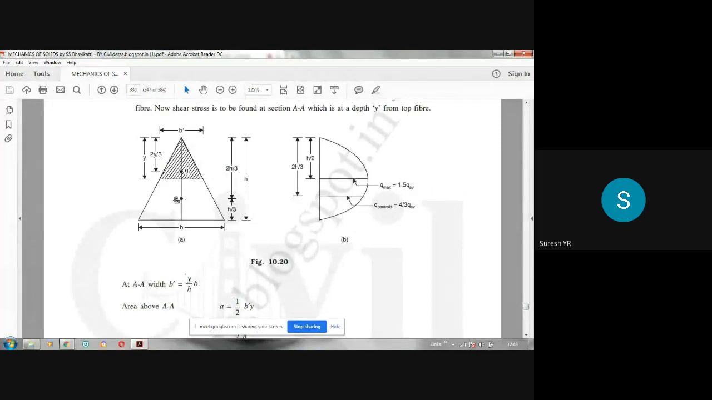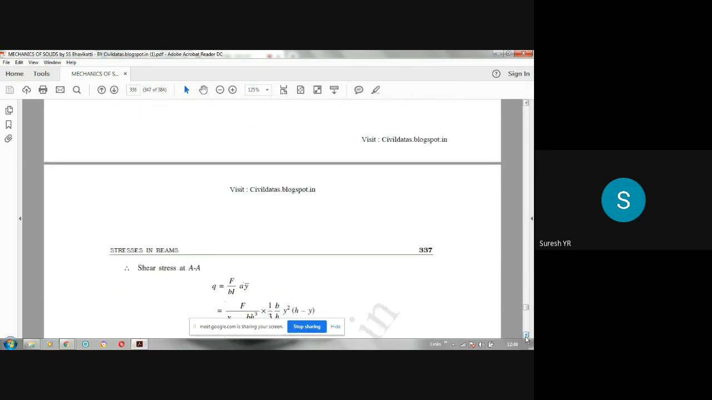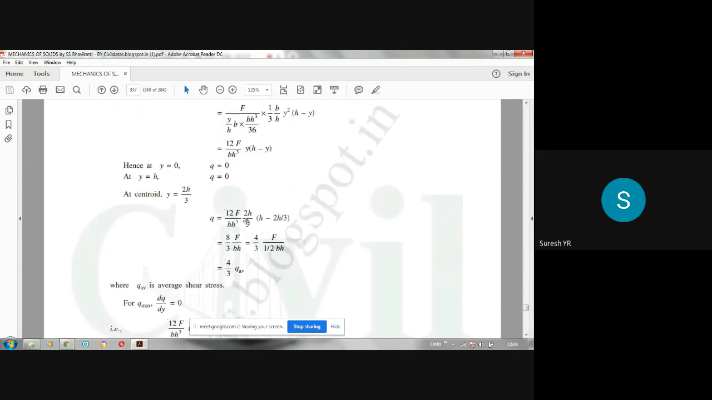Let us calculate. If you want the shear stress at the centroid, you have to put y equal to 2h by 3. If you put y equal to 2h by 3, you will get the shear stress here. So q is equal to, put y equal to 2h by 3 and simplify. So y is 2h by 3, h minus 2h by 3.